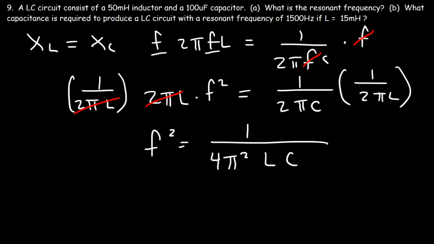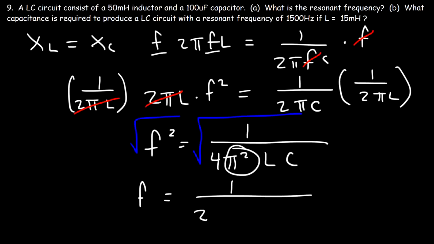Now let's take the square root of both sides. The square root of F squared is F. The square root of 4 is 2. The square root of pi squared is pi. And the square root of LC is just square root LC. And so that's how you can derive this equation.